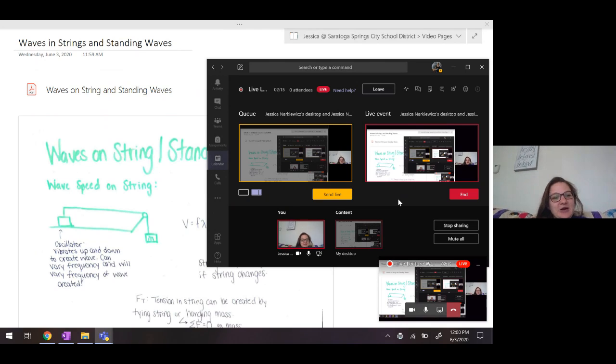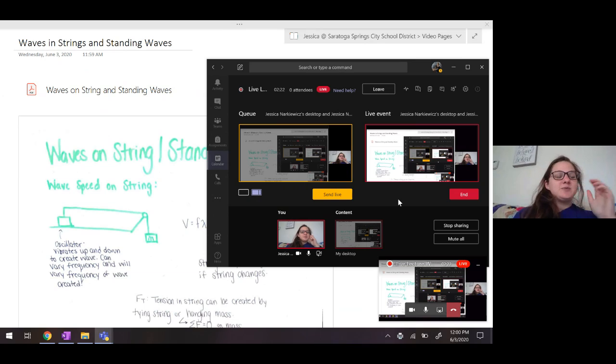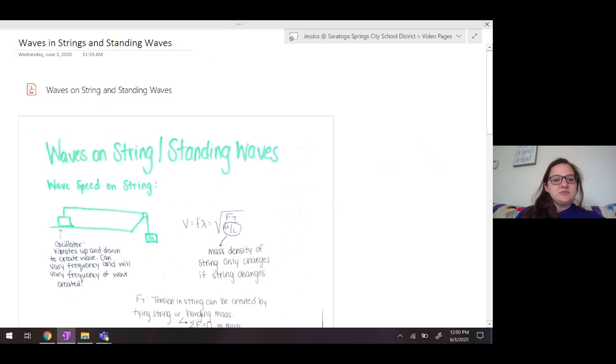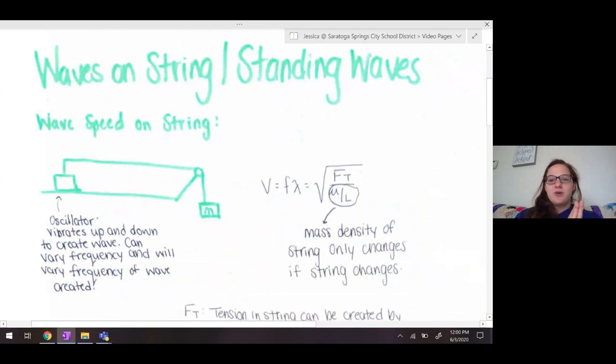We're going to go ahead and get started with some waves on a string and standing waves notes. I'm going to be popping between OneNote and my internet browser to use some animations and simulations. First, when we're talking about waves on a string, I'm talking about waves created on a literal string. We're going to specifically talk about the different properties that can determine wave speed.